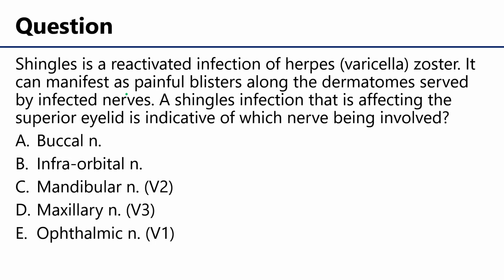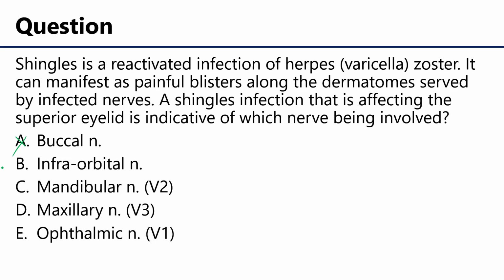Which brings us to our assessment question of the video, and that is, shingles is a reactivated infection of herpes zoster. It can manifest as a painful blister along the dermatomes served by infected nerves. A shingles infection that is affecting the superior eyelid is indicative of which nerve being involved. Is it the buccal or long buccal? No, that's over the cheek.